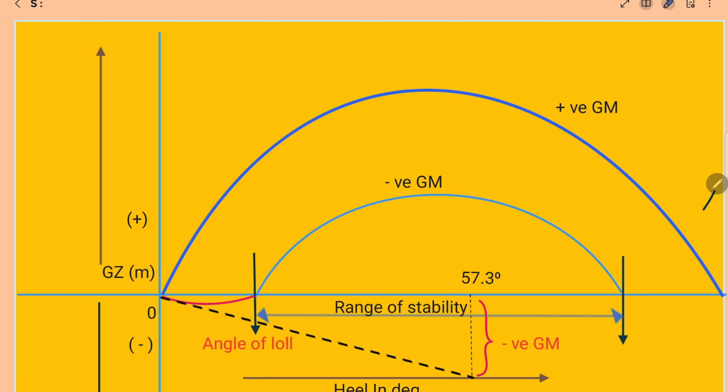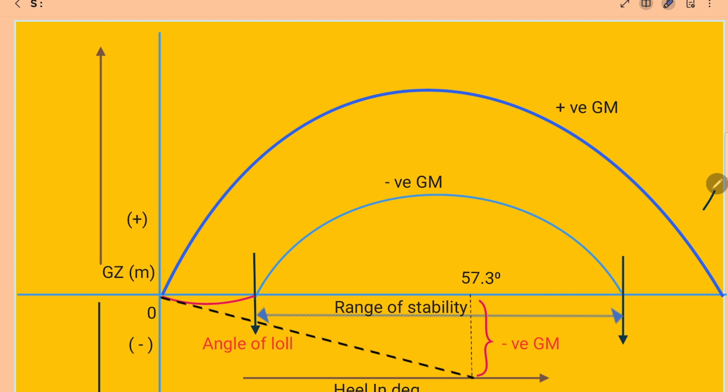Now if the vessel has negative GM, the curve will change from 0 degree, from upright condition, up to the angle of Loll, this red portion. All the levers are negative. GZ is negative, means we have capsizing levers. At angle of Loll, GZ will become 0. So after the angle of Loll, we have positive GM and the normal curve starts.